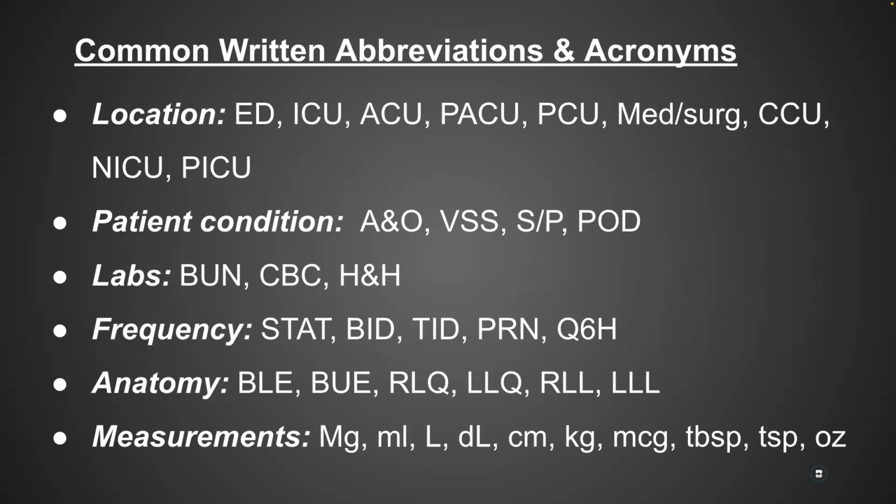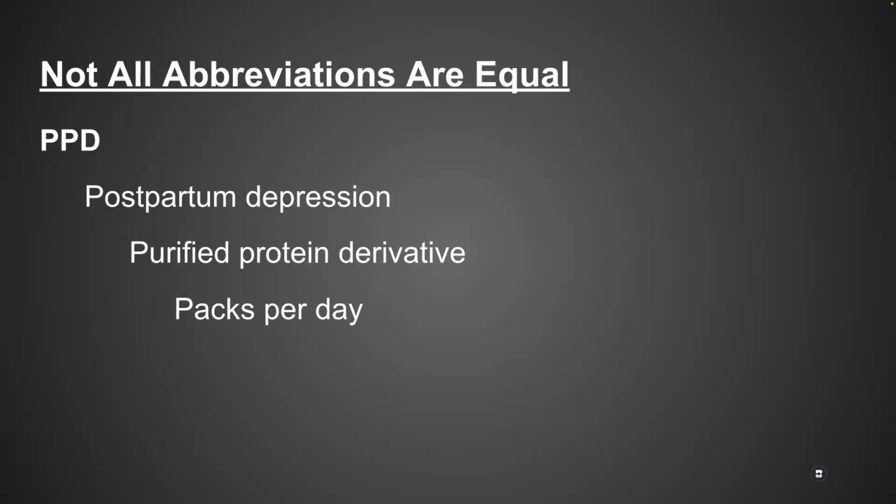Let's look at some common abbreviations you'll encounter during clinicals and in practice. You may see location abbreviations such as ED for emergency department or ICU for intensive care. Patient condition abbreviations also include A&O, meaning alert and oriented, and VSS, meaning vital signs stable. Laboratory abbreviations such as CBC, BUN, and H&H are frequently used when discussing patient status. Frequent abbreviations such as BID, TID, PRN, and STAT also appear regularly in medication administration. You'll also need to recognize anatomical abbreviations like RLQ and LLQ, as well as measurement abbreviations such as mg, mL, kg, and mcg. Don't worry if you don't know what those are today. Mastery develops over time through repetition and through exposure in clinical practice.